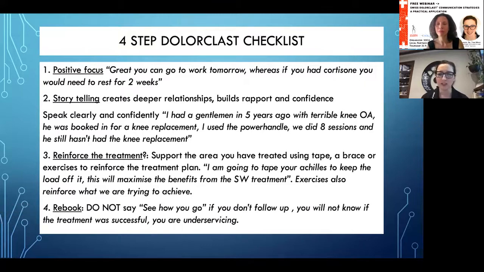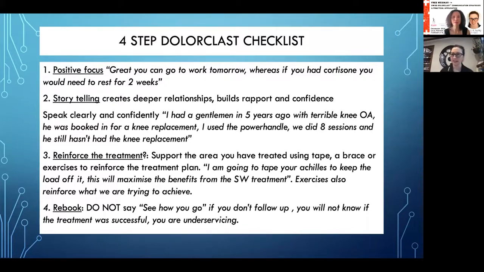Rebook. Do not say, see how you go. If you don't follow up, you won't know if the treatment is successful and you're under-servicing. Sometimes, if you only do 1 session and you never see them again, how do you even know if the treatment was effective or not? So it's really important as a practitioner that you see them again, purely so you know if that was a good idea for that sort of condition and for that sort of patient.